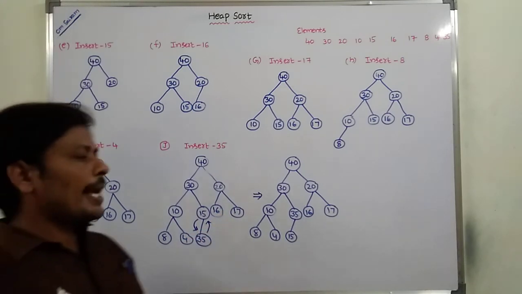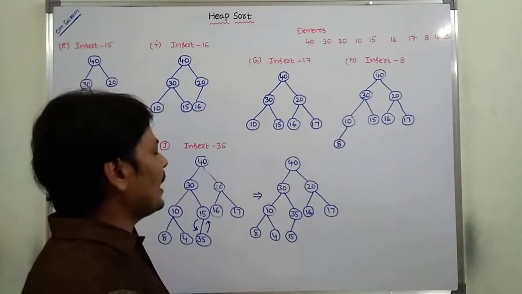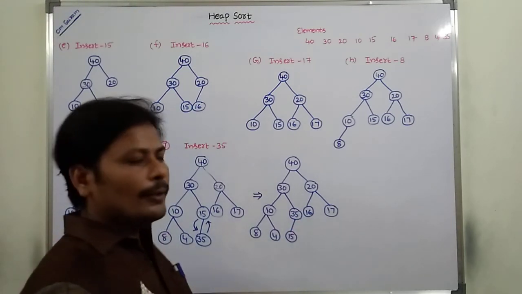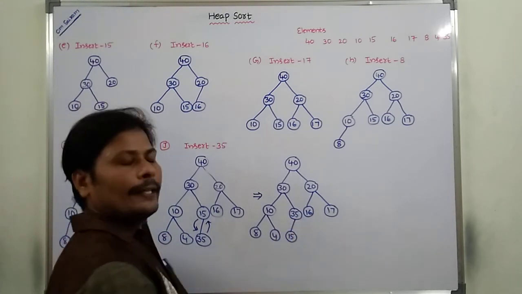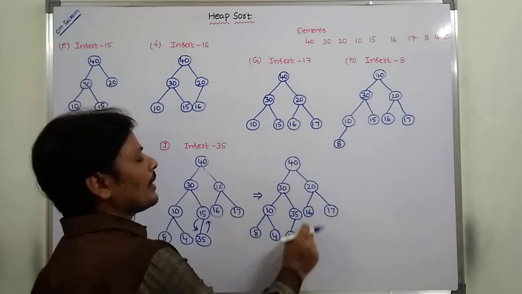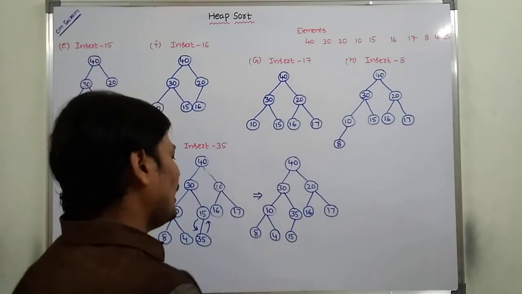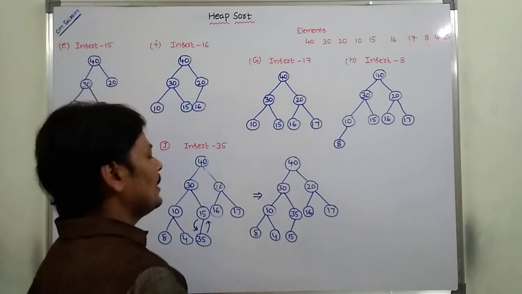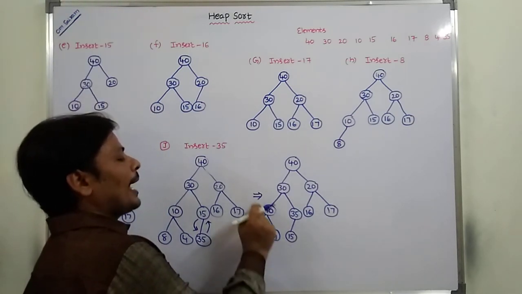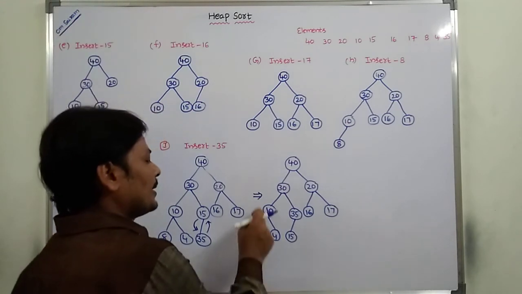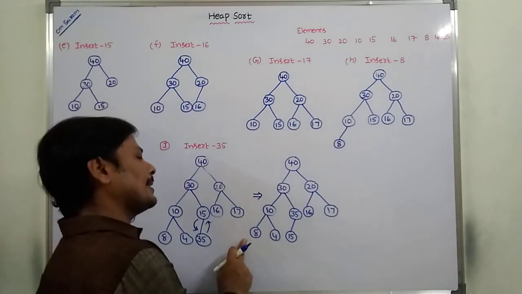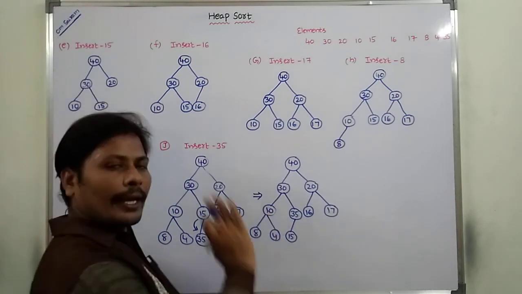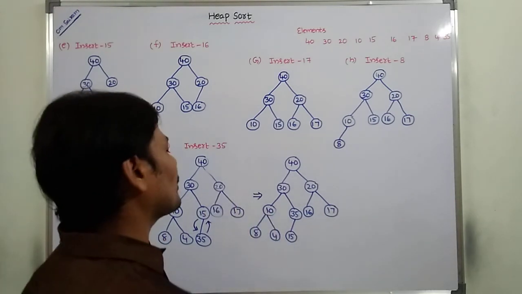Now we have to check whether it satisfies the maximum heap property or not. So 15's parent is 35. 35 is greater than 15, so it satisfies the maximum heap property. Here 8 and 4 are the children of node 10. So 8 and 4 have the parent 10. 10 is greater than 8, so it satisfies the maximum heap property. 10 is greater than 4, so it satisfies the maximum heap property.